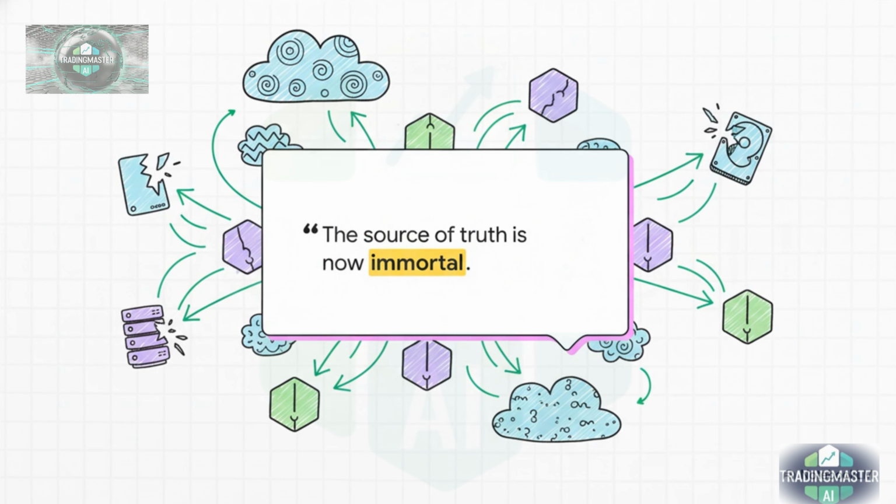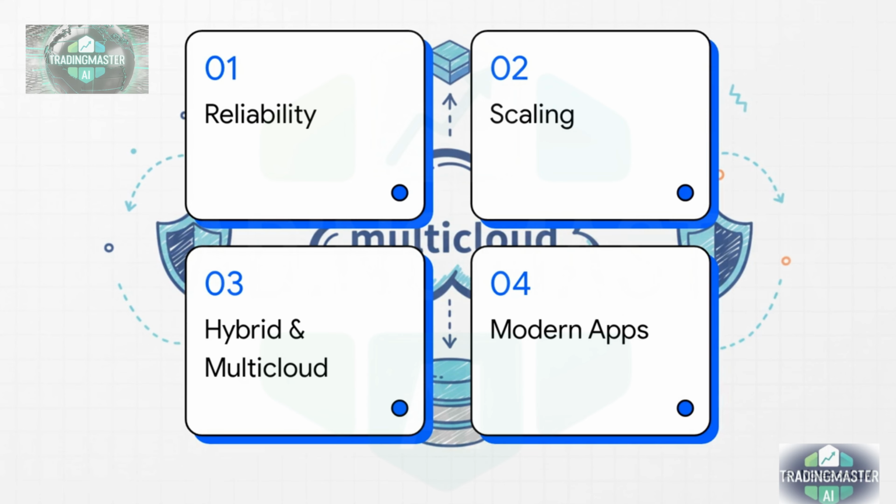The source of truth is now immortal. I mean, that's a pretty bold statement, right? But what does it actually mean? Well, it's the ultimate goal of a really smart architectural journey. It means your data foundation is so resilient, so spread out, that it just doesn't matter if a server crashes or a whole data center loses power. Your data just survives.